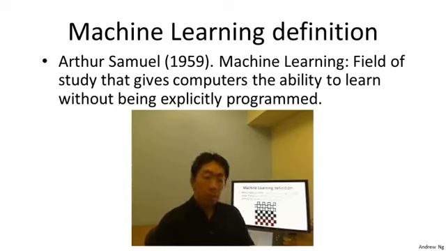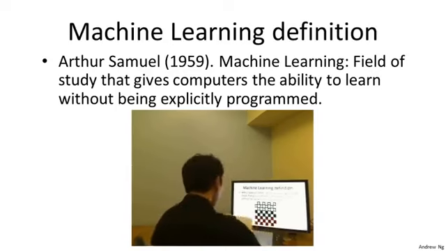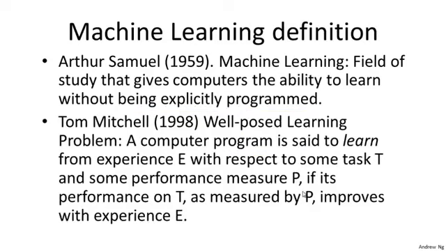Here's a slightly more recent definition by Tom Mitchell, who's a friend out at Carnegie Mellon. Tom defines machine learning by saying that a well-posed learning problem is defined as follows. He says, a computer program is said to learn from experience E with respect to some task T and some performance measure P, if its performance on T, as measured by P, improves with experience E. I actually think he came up with this definition just to make it rhyme.